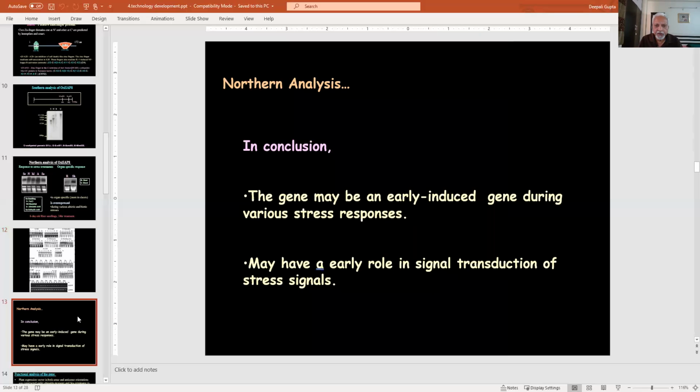Okay, so the conclusion of this part is that the gene is maybe an early induced gene during various stress responses, and it may have a role in the very early signal transduction activities. In other words, the northern analysis indicated that this gene product is involved in very early activities of signal perception or signal transduction.